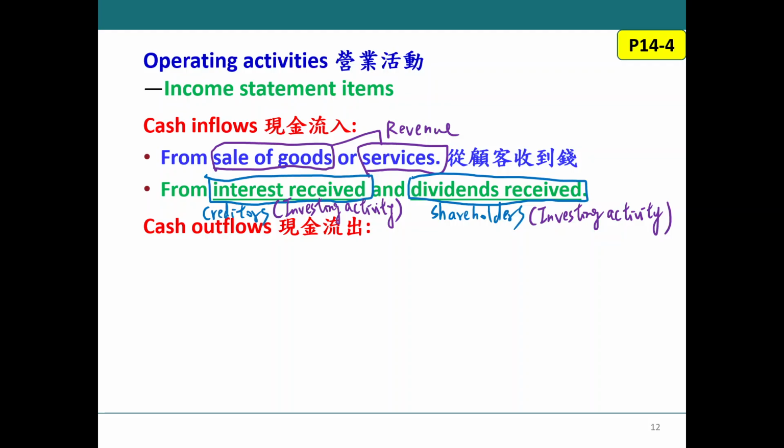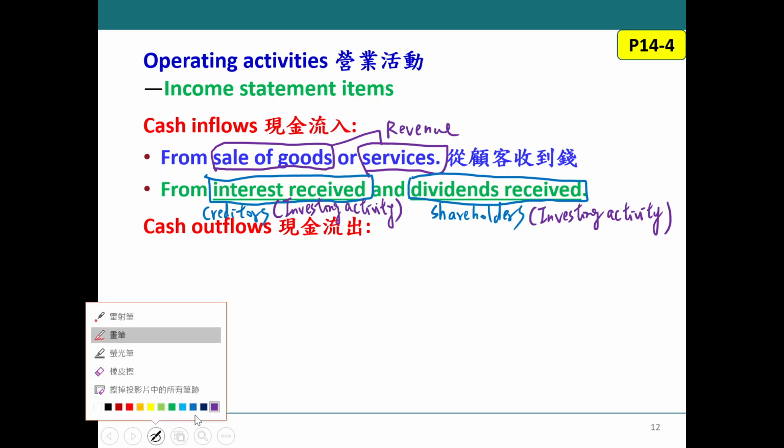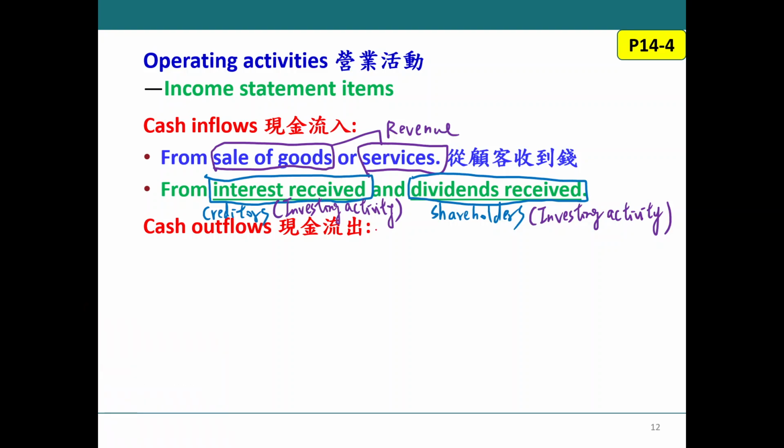two items on the income statement as well. So we give you another option. You want to put it into operating activity, it's okay because we could find these two items on the income statement. Okay? So do you understand? For these two, in nature, you should put it into investing.